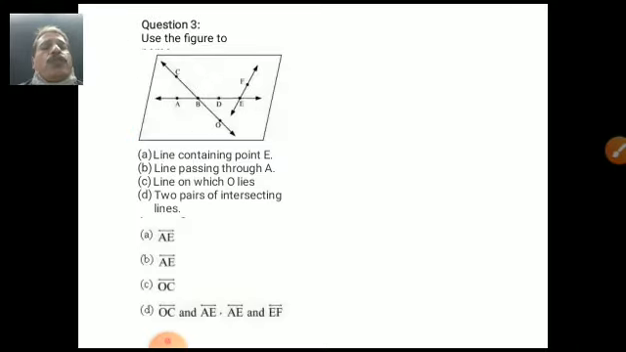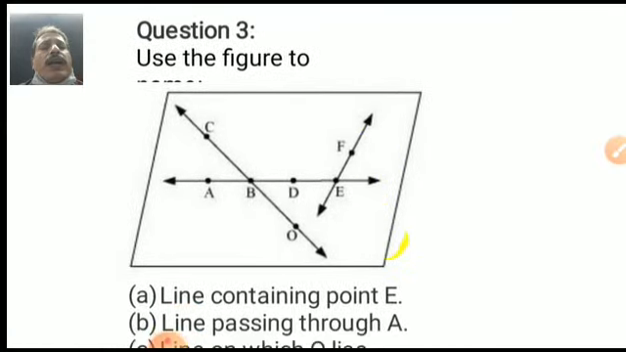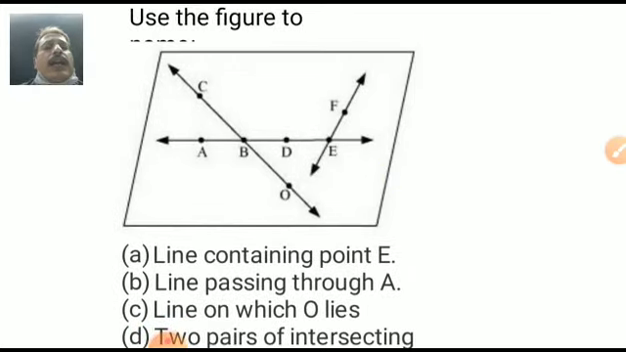Now look at question number 3. Use the figures a little and answer the questions A, B, C, D. Here 3 lines are given which intersect each other, and we have to write the line containing point E. Students, just see carefully which line has the E. My dear students, just check which line has the E.